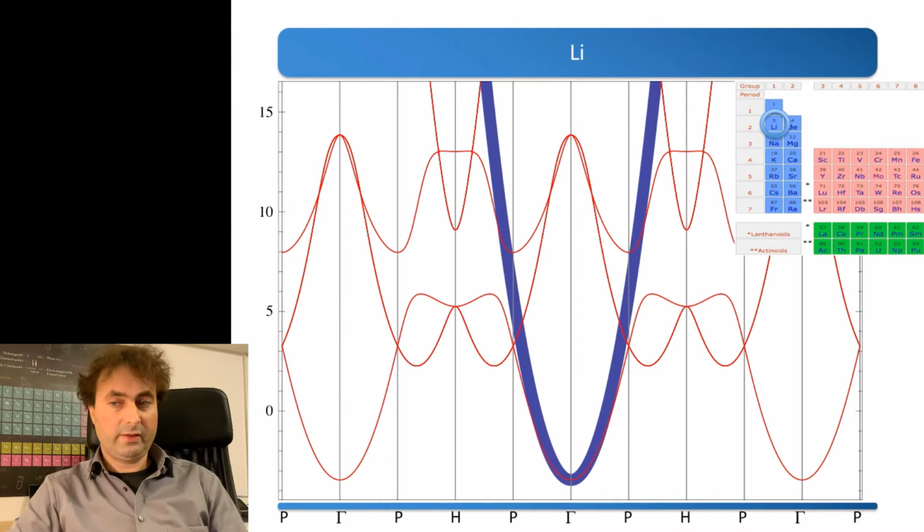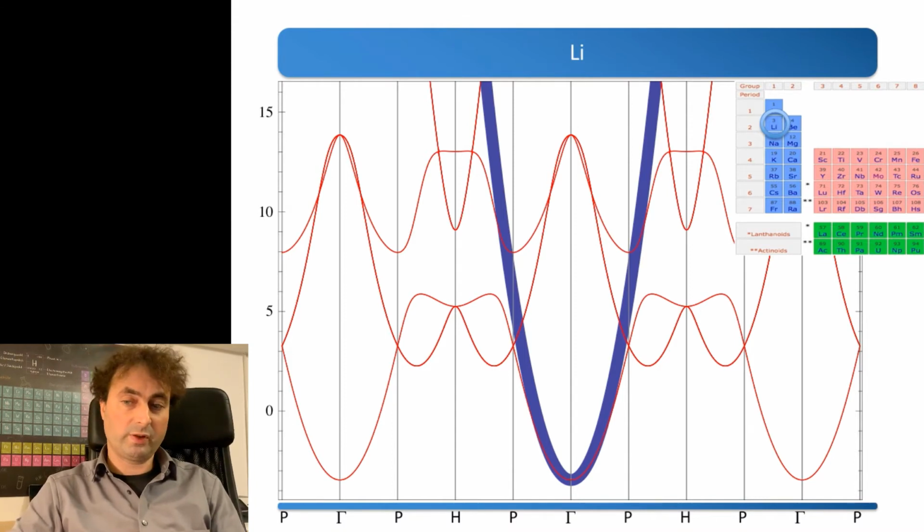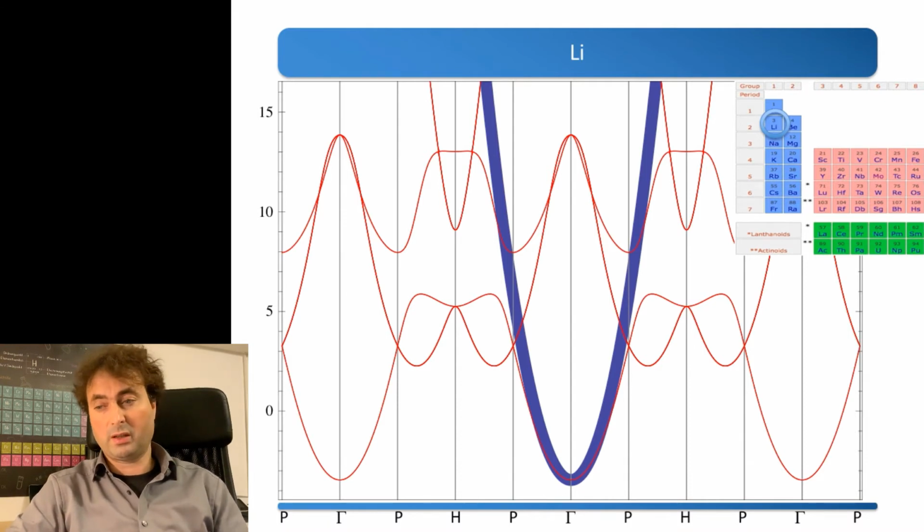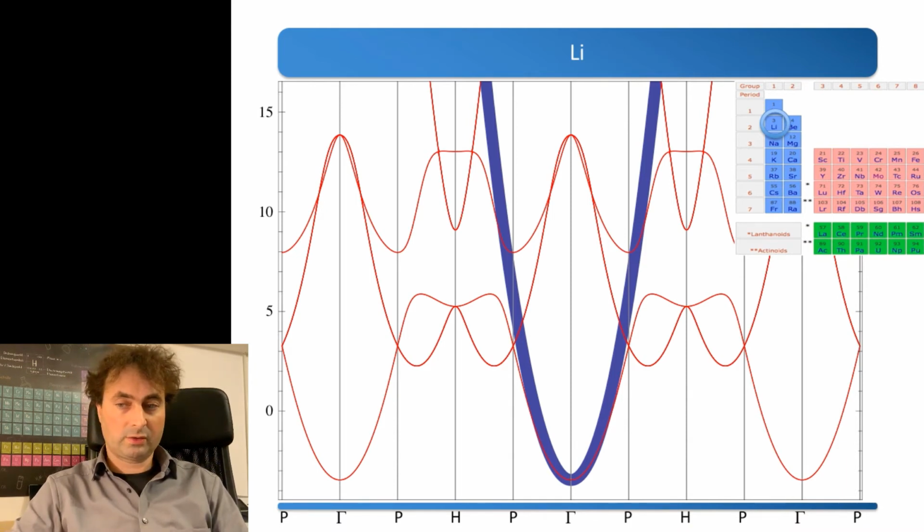But you see that lithium is reasonably free electron-like, where the effective mass of lithium is slightly larger than the free electron mass that you show here in thick blue. The Fermi energy sits at 0, so you're basically well below the folding of the additional bands that happen when you look at the electronic band structure in this system.